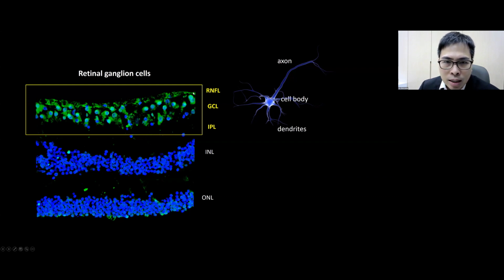The top layer is the retinal nerve fiber layer, and then we have the ganglion cell layer, which represents the cell body of retinal ganglion cells. And below the ganglion cell layer, we have the inner plexiform layer, which is composed of the dendrites of retinal ganglion cells. A retinal ganglion cell is a central nervous system neuron, so it has a cell body, an axon, and dendrites. So the OCT provides us an opportunity to measure the different layers of the retina.